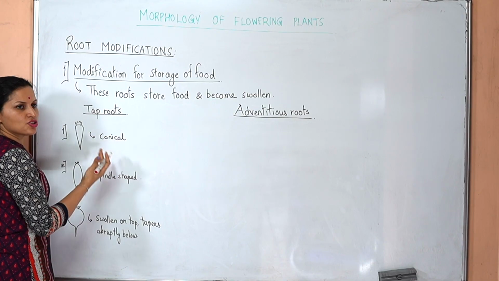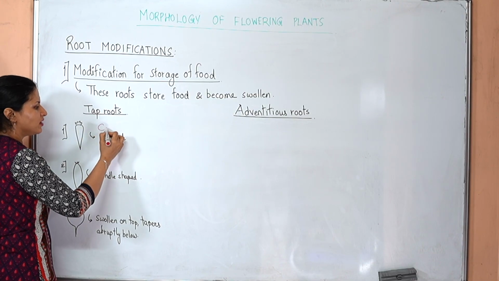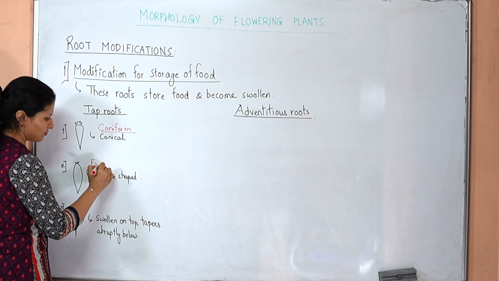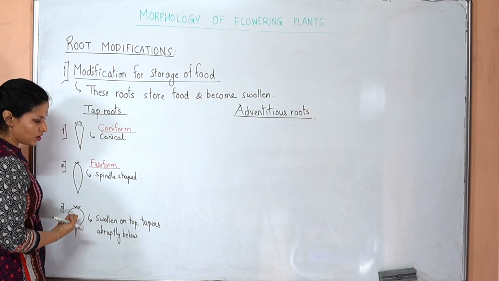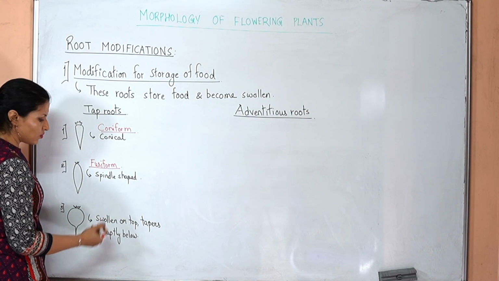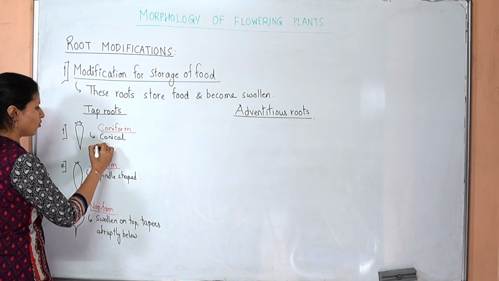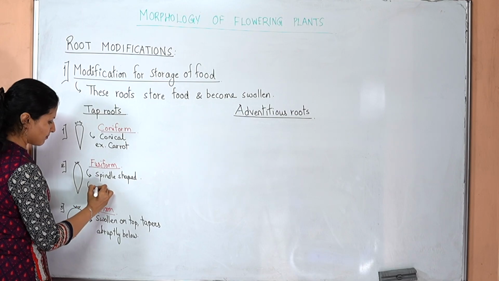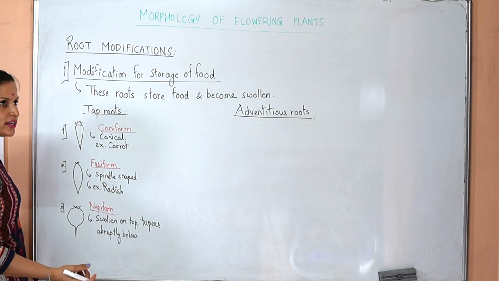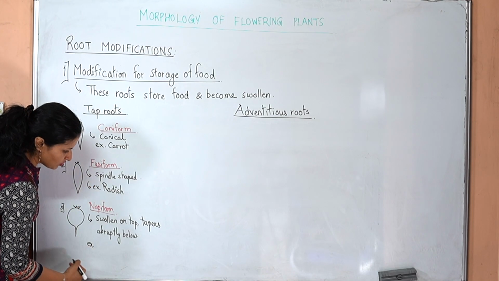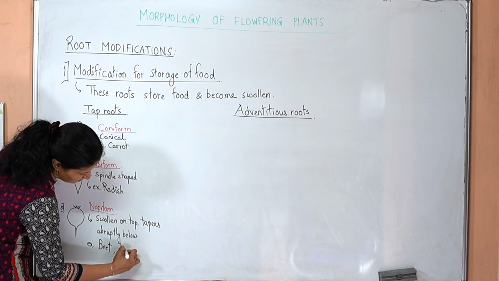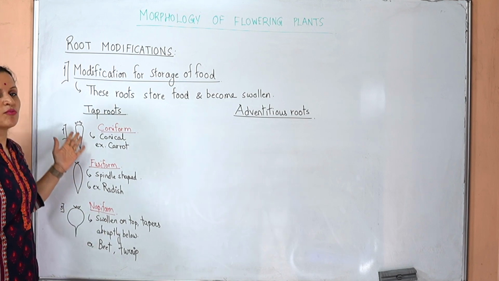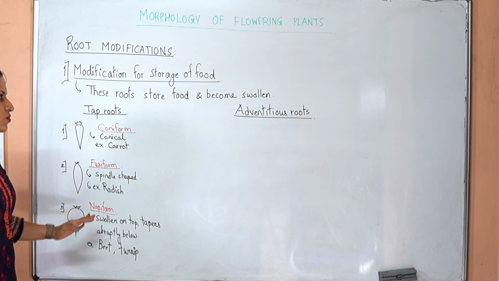The conical shaped taproot is called coniform. The spindle shaped taproot is known as fusiform, and the ones that are swollen on top and taper abruptly below are called napiform. For coniform you have the example of carrot. For fusiform you have the example of radish, mooli, and for napiform you have the example of beet, even turnip. You know what is turnip? Shalgam, it is called. So these were the tap roots that are modified for storage of food and swollen.